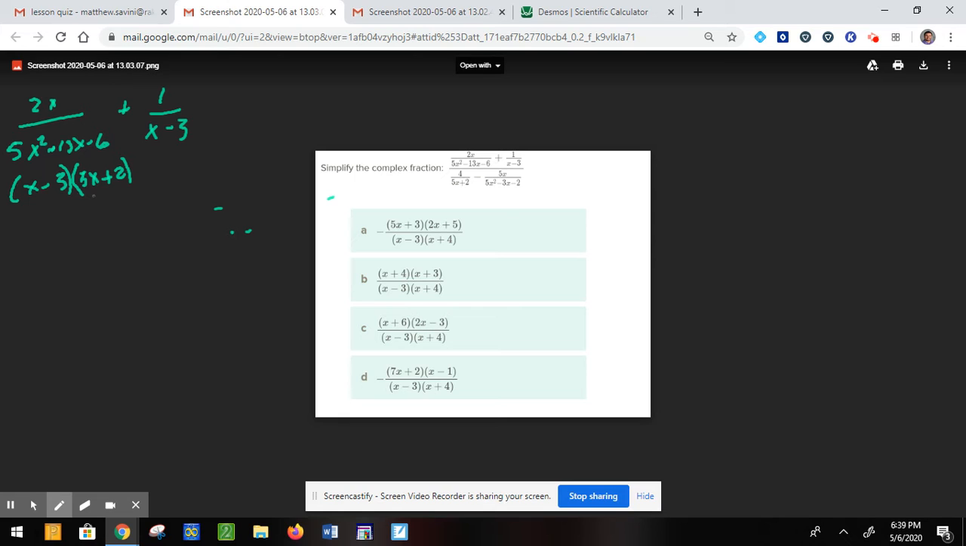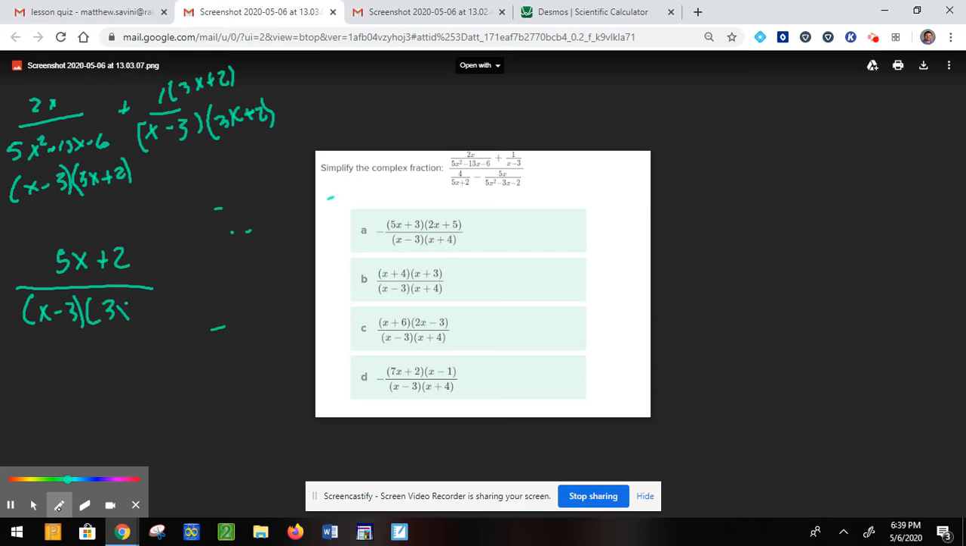That means the common denominator is x minus 3 times 3x plus 2. So what this fraction needs is going to be 3x plus 2. Right? So that means the numerator needs it as well. So when I add them together, 2x plus 3x plus 2, so 5x plus 2 is my numerator. My denominator is x minus 3 times 3x plus 2. All right, we're going to leave that aside.